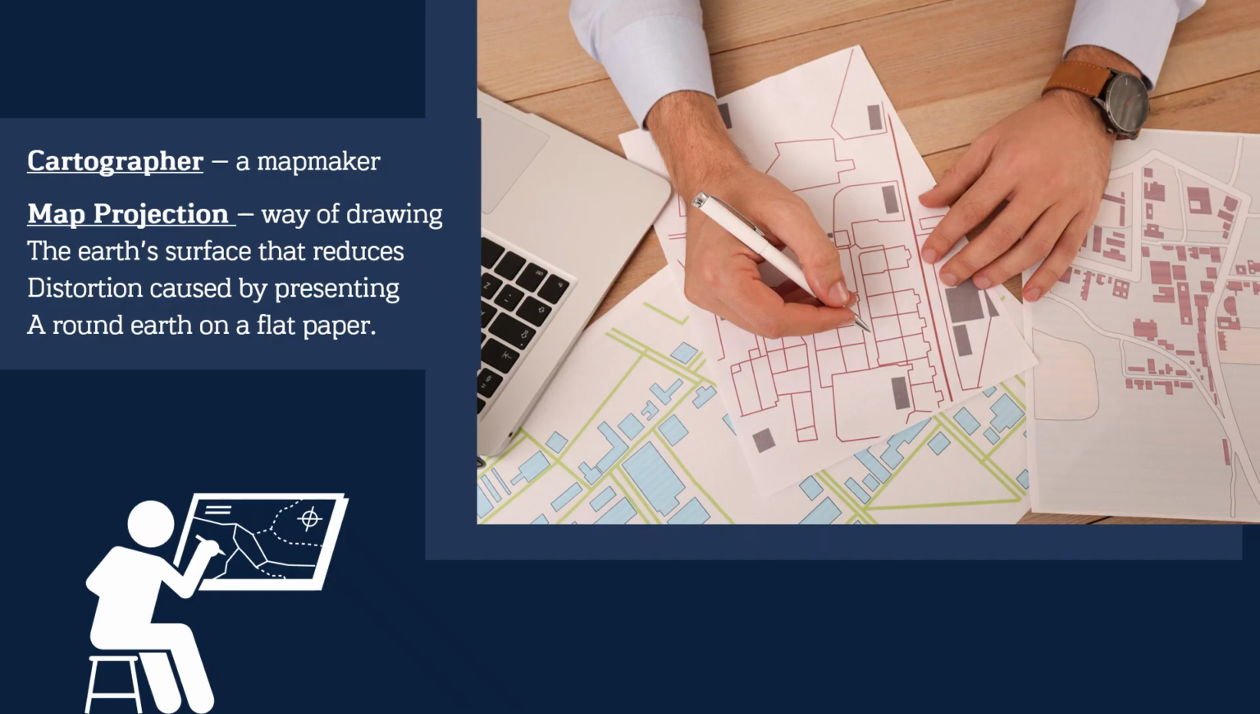Now, people who make maps are known as cartographers, or map makers. And these map projections are a way of trying to show the Earth's surface that reduces distortions that we would see on a flat piece of paper. And so we're going to talk about a couple of those here in just a few moments.